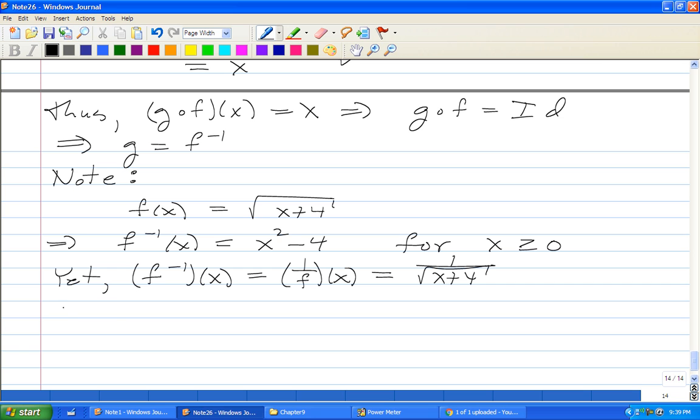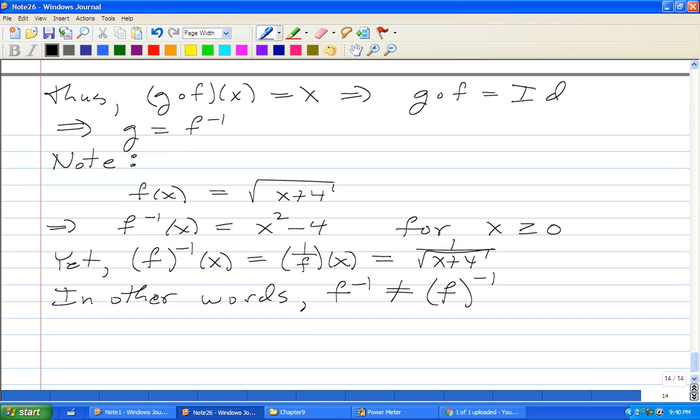So, in other words, there's a typo. In other words, f inverse is not the same as the reciprocal of f.